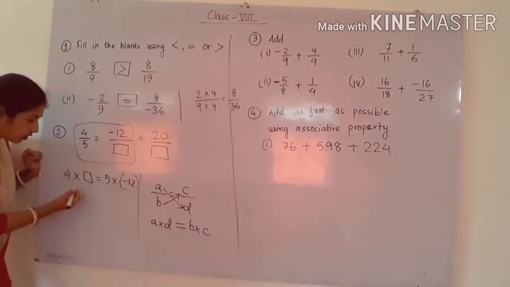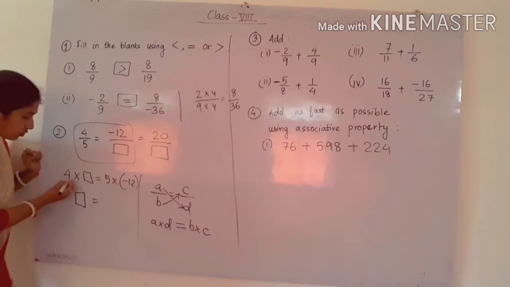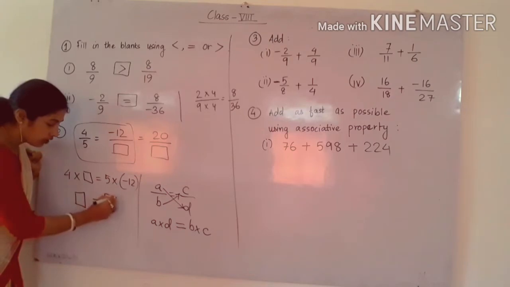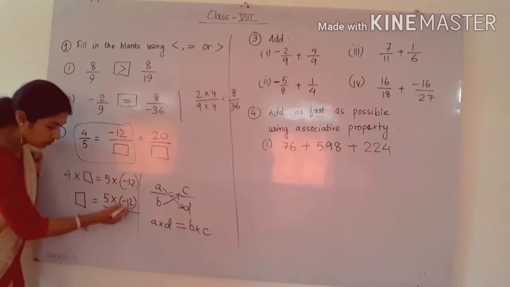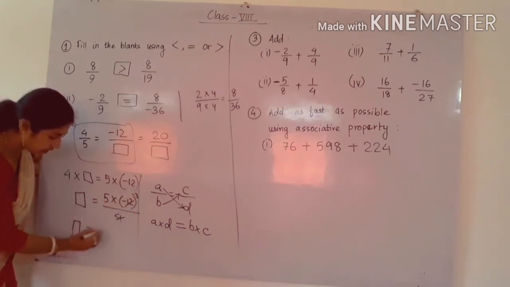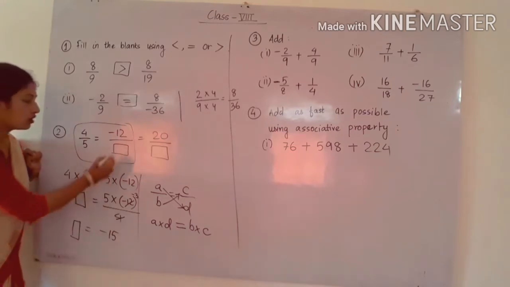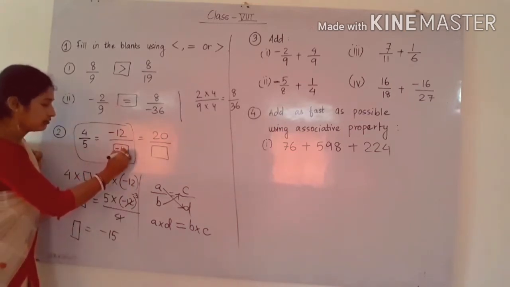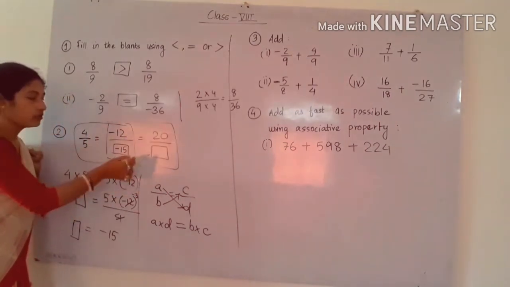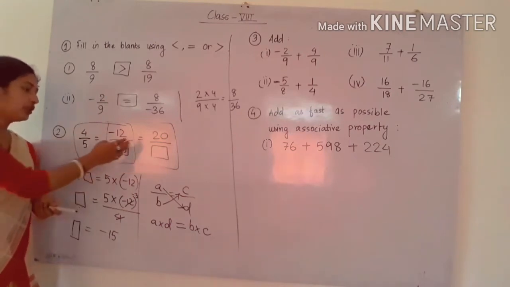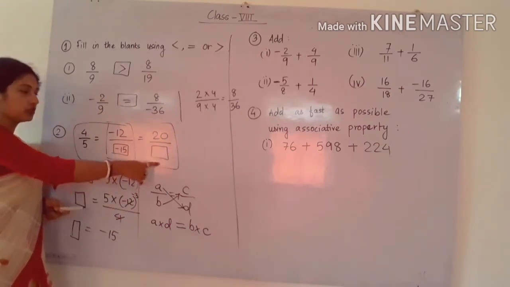Next you have to find out the box. So box is equal to, 4 is multiplied with box, so when we transfer 4 to that side, we will get 5 into minus 12 whole divided by 4. So 4 and 12 will cancel. 4 3s are 12, so it will be minus 3. So 5 into minus 3 will become minus 15. So in the box we have to write minus 15. Similarly, by taking these 2 rational numbers again and by using the cross product method, we can also find out the second box.